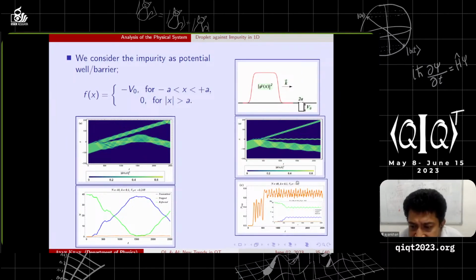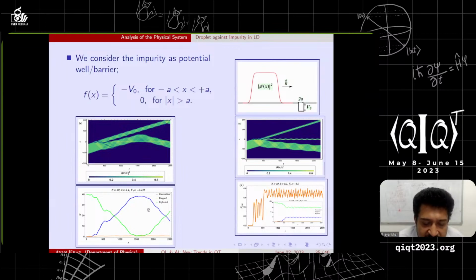Now, if you increase this V0 a little bit more, where V0 is something like minus 0.3, things become further interesting. You see some reflection, you see some transmission, and you see some trapping. So some part of the droplet gets reflected, some part gets transmitted, and some part gets trapped. So we can do bifurcation of this quantum matter, or this quantum liquid, using some potential.